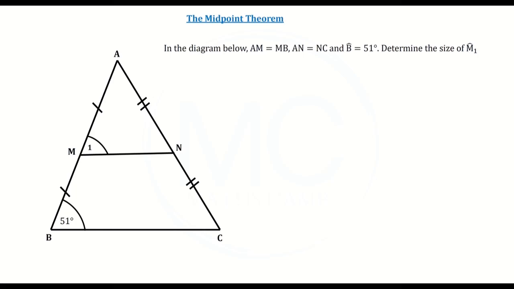In the diagram below, AM is equal to MB, AN is equal to NC, and angle B is 51 degrees. Determine the size of angle M1.